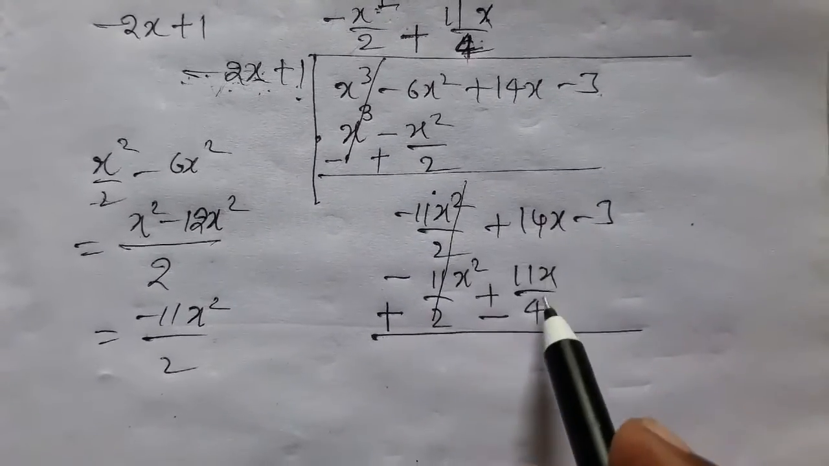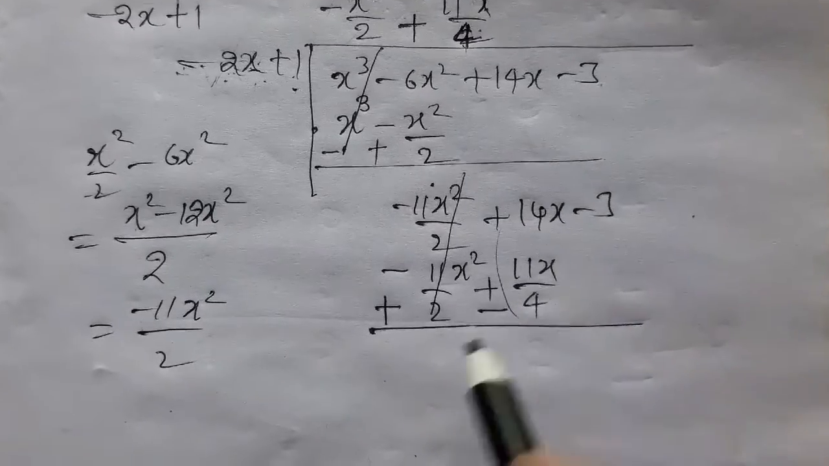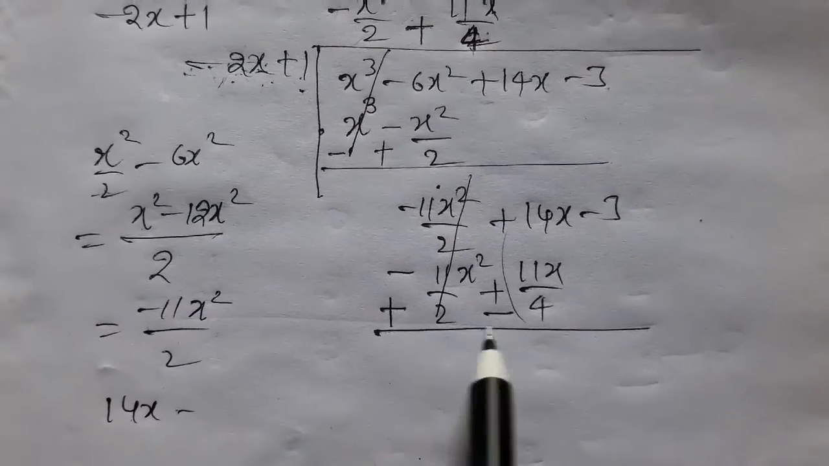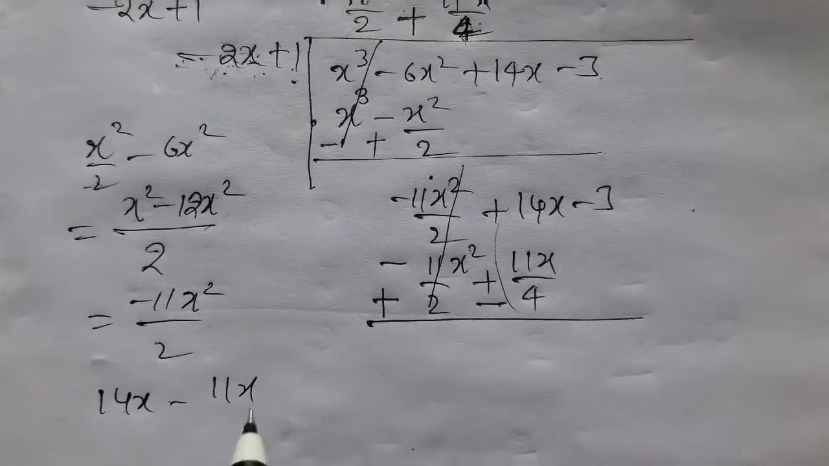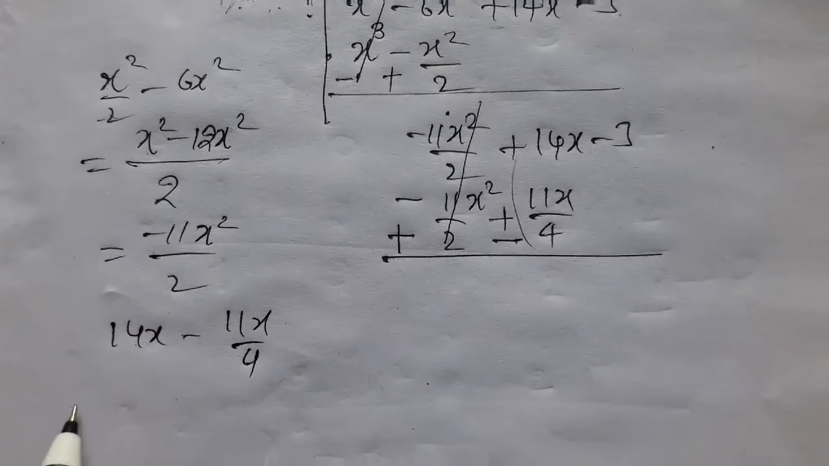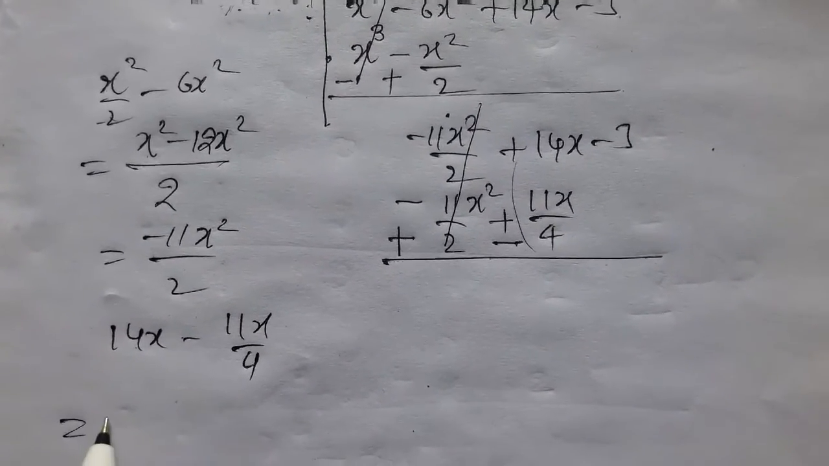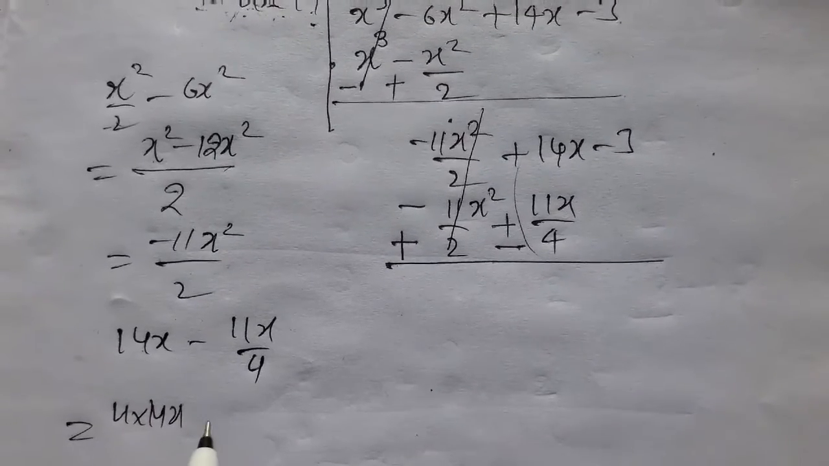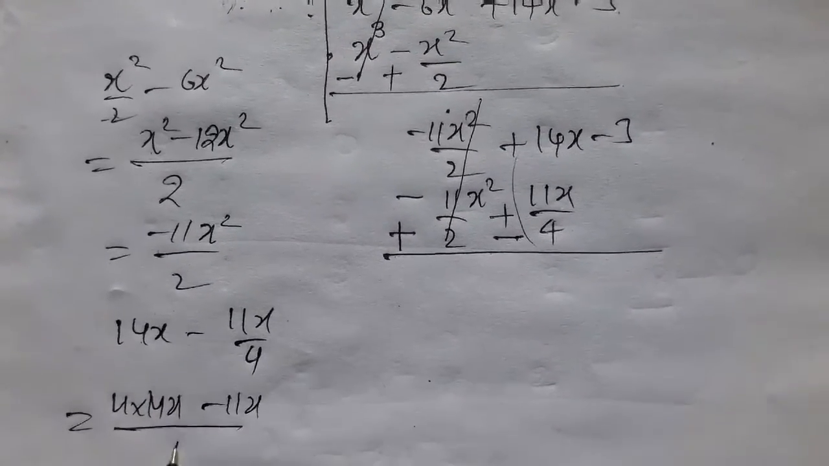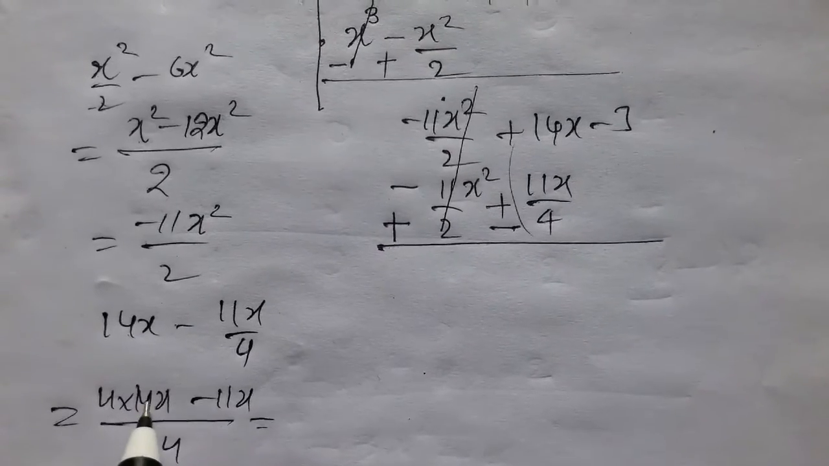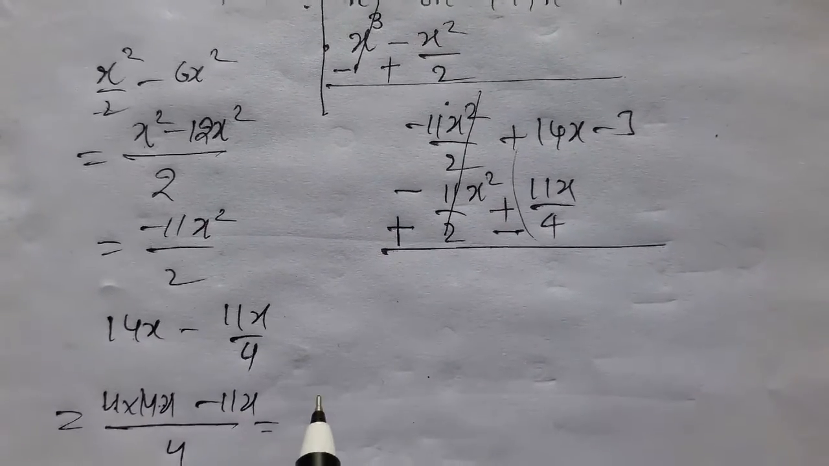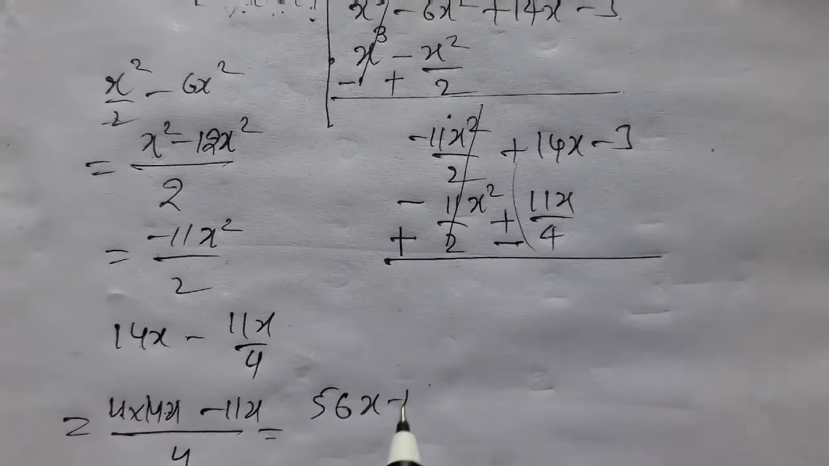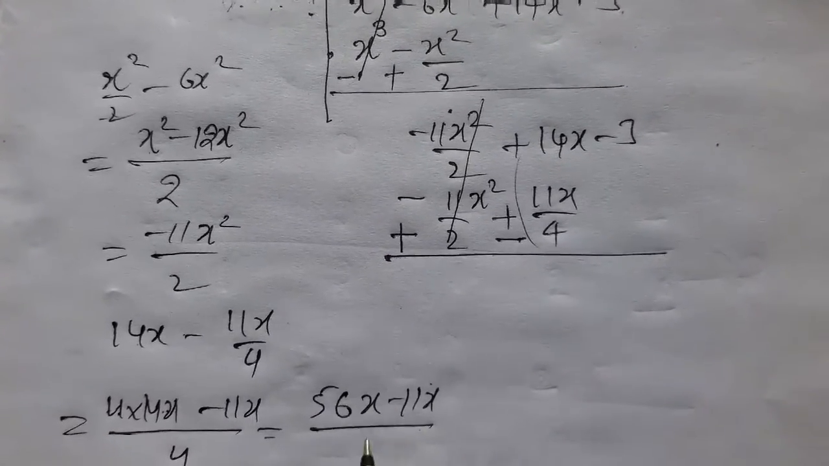Now see here, take the LCM of these two, isn't it? Now 14x, here minus is there, 11x by 4, here 4 is the LCM, 14 into 4, 14x minus 11x by 4. 4 is the LCM. So 14 fours, 4 fours are 16, 6 carry 1, 4 plus 1 is 5, 56x minus 11x by 4.